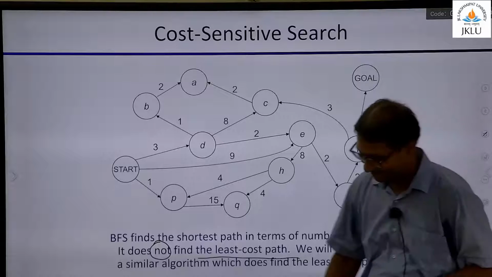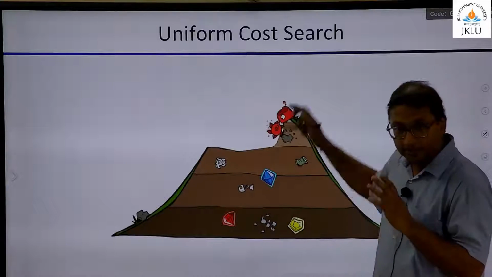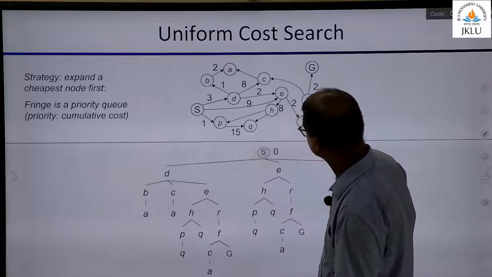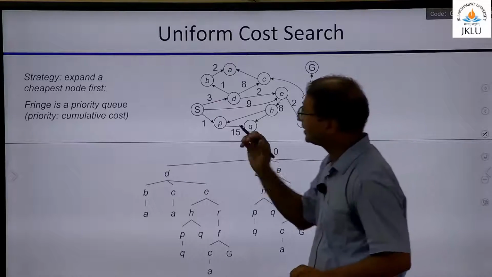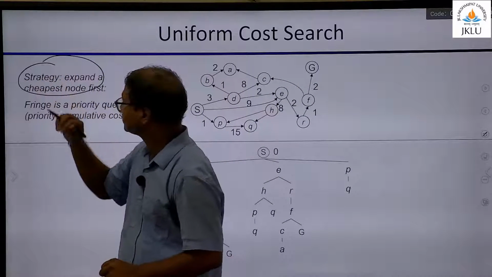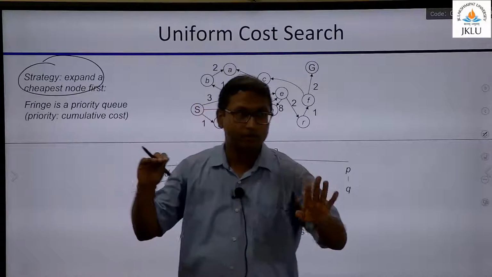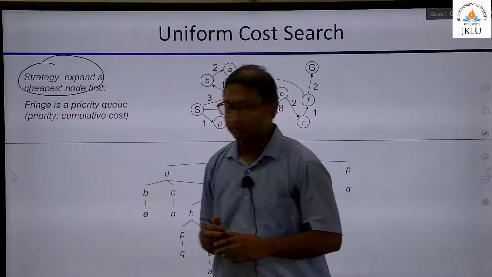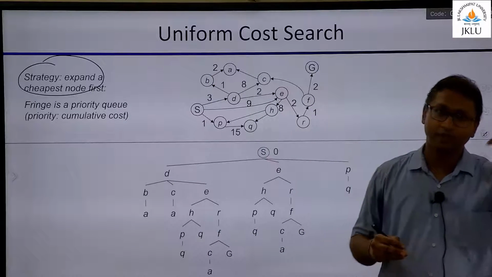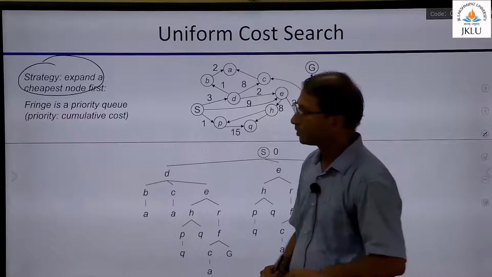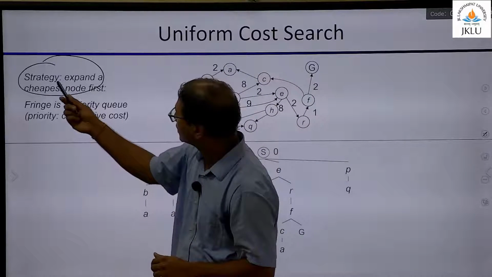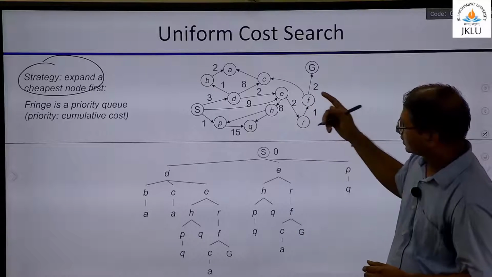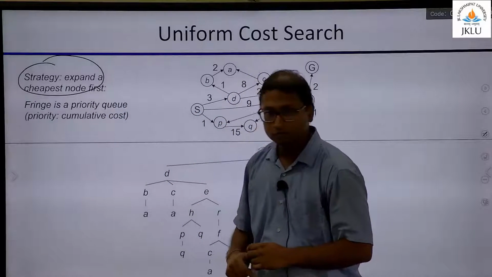Okay, what do we do? This is an important algorithm. Okay, uniform cost search. The strategy changes again. I have not concentrated on iterative deepening at all. From the exam perspective, you can say BFS, DFS, UCS, but you should know about iterative deepening as well. The strategy is to expand the cheapest node first. The fringe is a priority queue.